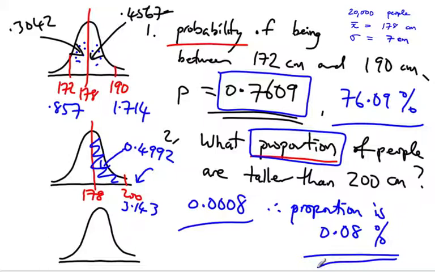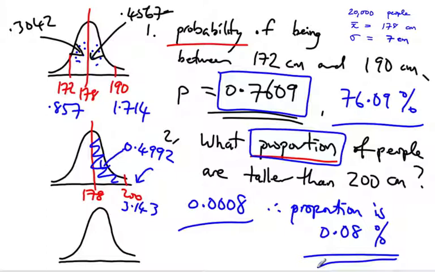If 20,000 people were in this survey, how many people would you expect to have a height between 172 and 190? How many people would you expect? So this question doesn't ask for a probability. It doesn't ask for a proportion. It asks you for how many out of the 20,000. How many people? What number?